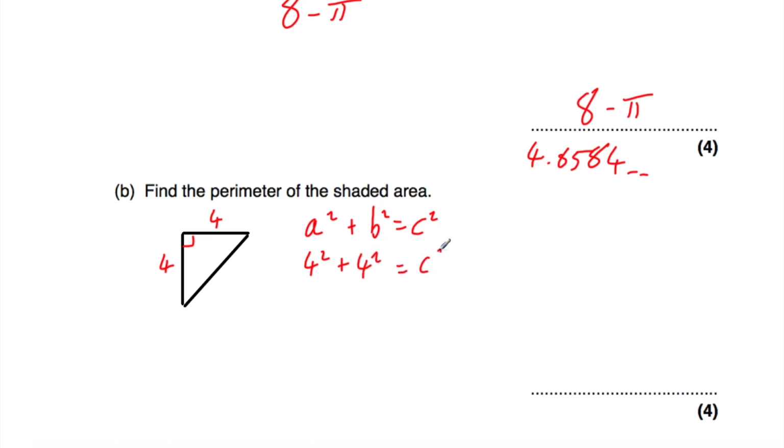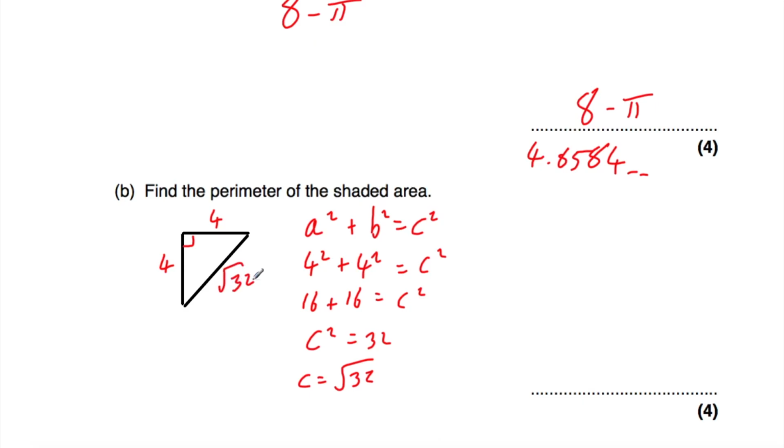And that equals c squared. 4 squared is 16, so we've got 16 plus 16 is equal to c squared. So that means that c squared would be equal to 32. And then we just square root. C would be equal to the square root of 32. So that means the length of that line from here to here would be root 32.